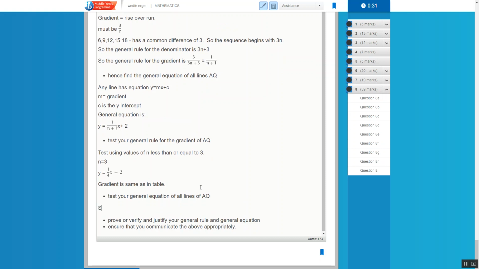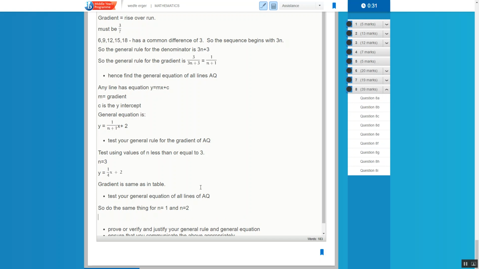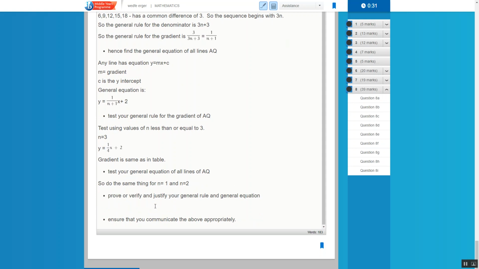Okay, so do the same thing for n equals 1 and n equals 2. I'm not going to do it now. It's the same as the last bit. Prove or verify and justify your general rule and general equation. So in this one, you want to do it for the values that we don't have. So show it is true for n equals 4 or more.